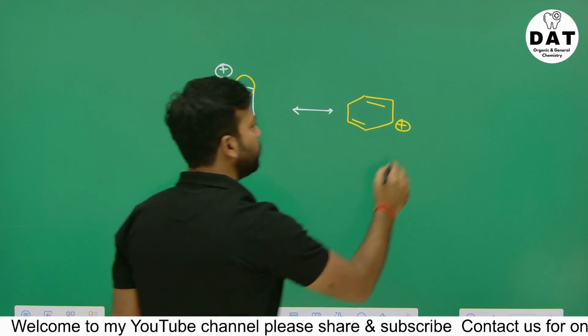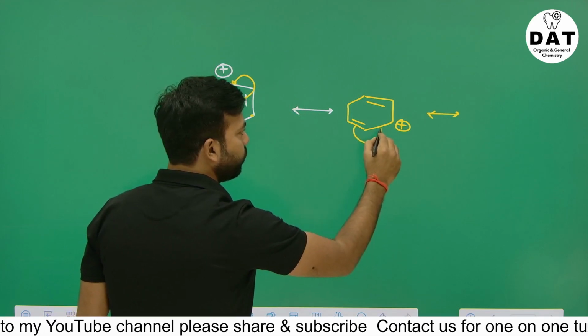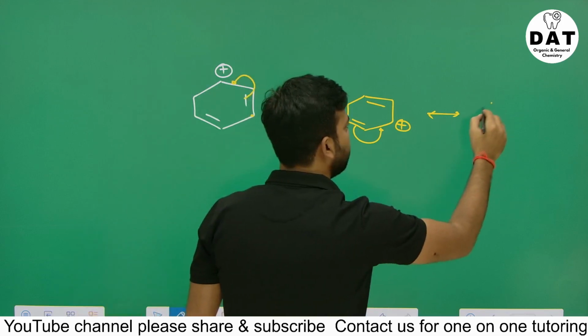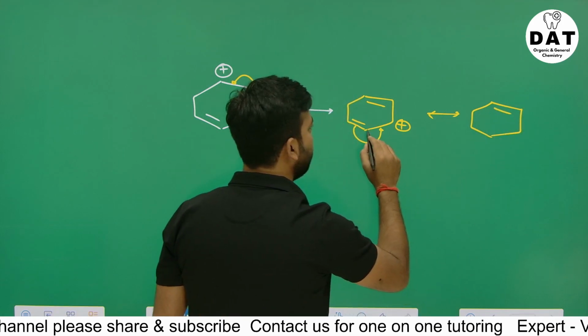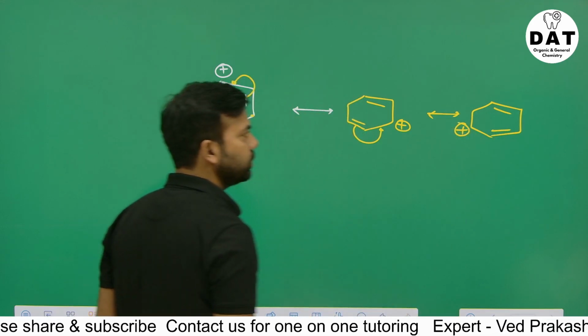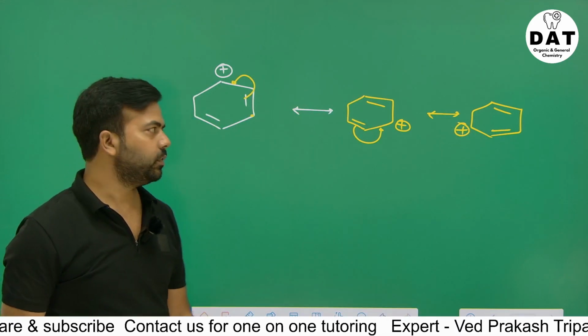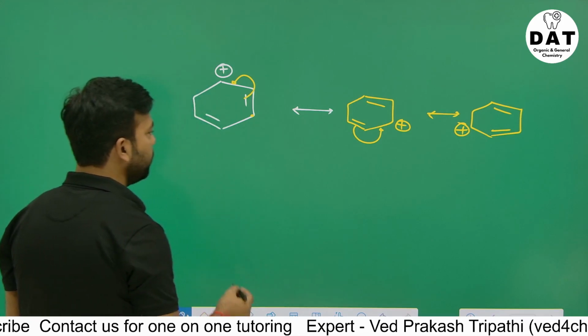And in the next resonance structure, we can shift this double bond to this position. As a result, we can draw like this. So here we have a double bond and here we have a positive charge. So this is the positive charge case of resonance. Now the next one is negative charge.